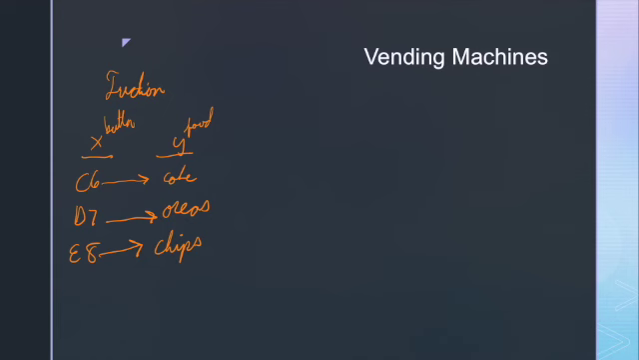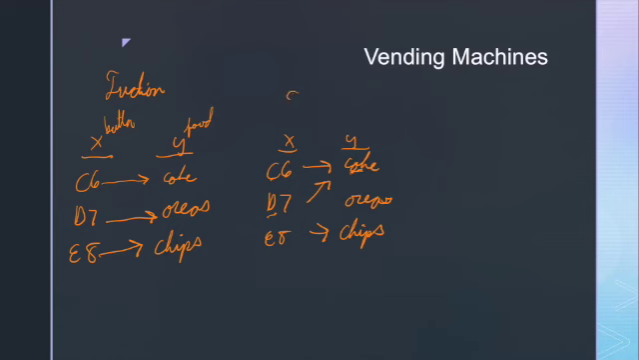Would my machine function if I had, say, C6 going to Coke, D7 going to Coke, nobody wants Oreos, and E8 goes to chips? Would this vending machine work? Yes. I push C6, I get a Coke. I push D7, I get a Coke. I push E8, I get chips. So I could have two x's going to the same y. This is still a function.